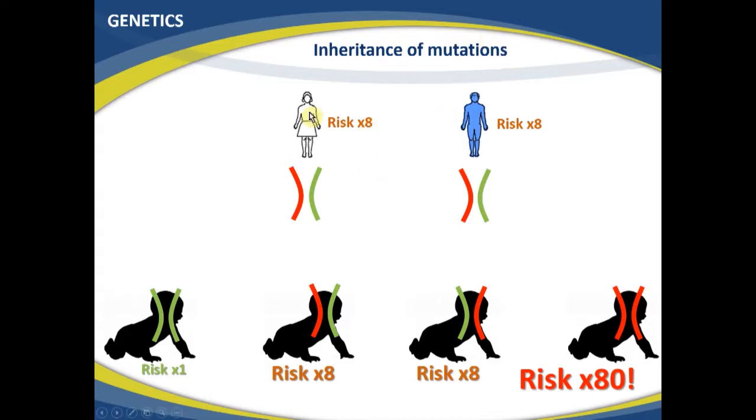So by having 2 parents which have an 8-fold risk of developing thrombosis, you can get anything from no risk to 80-fold risk, 10 times higher than the parents. And this is, as I said, codominant inheritance. The more genetic defects or genetic variations you have, the higher your risk.